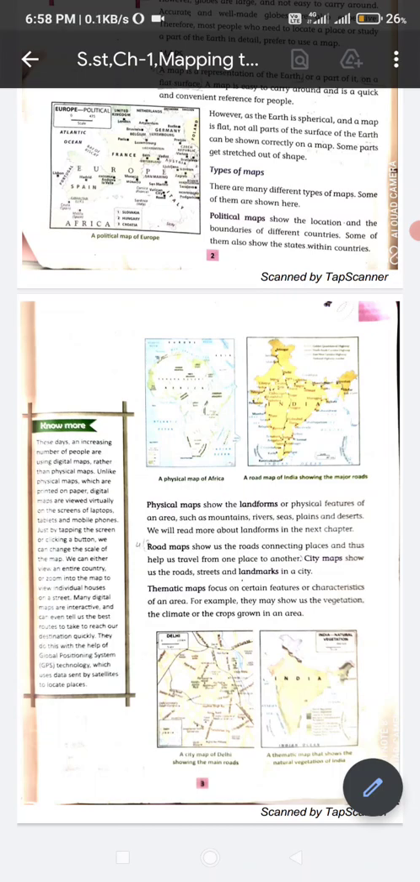Okay, now next is scale. Scale is the relationship or ratio between distance on a map and the corresponding distance on the ground. Scale gives a very good relationship between distance on a map and the corresponding distance on the ground. In a map we cannot show the real actual distance, but with the help of measurement we can measure it, and by this we can easily measure the distance on the ground. For this we use the scale.